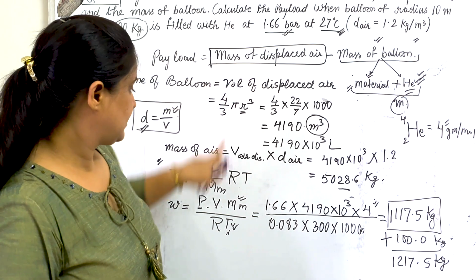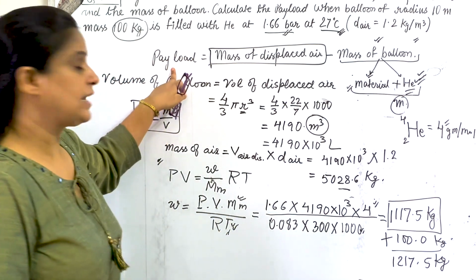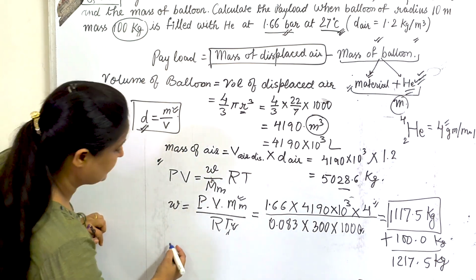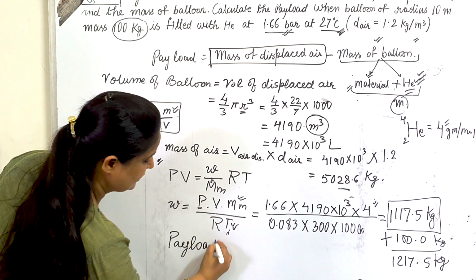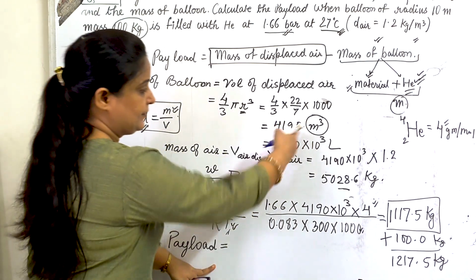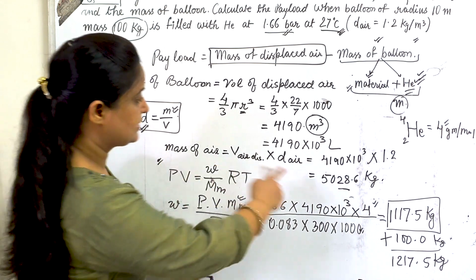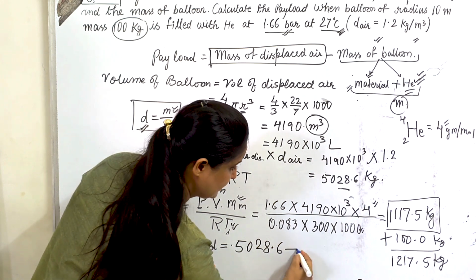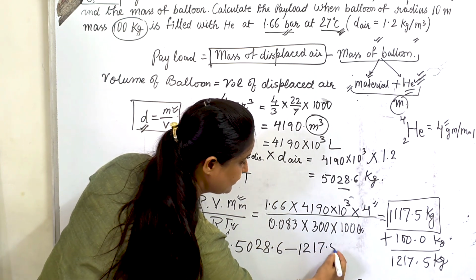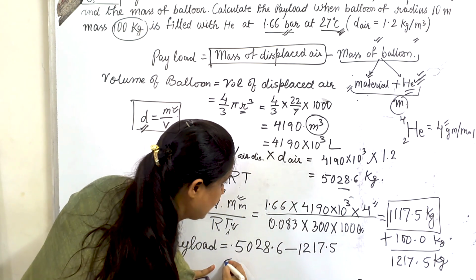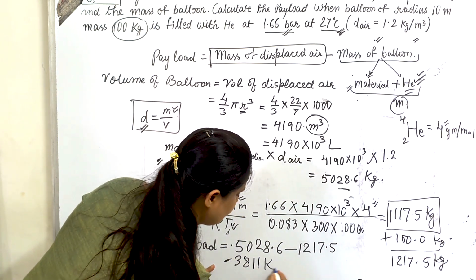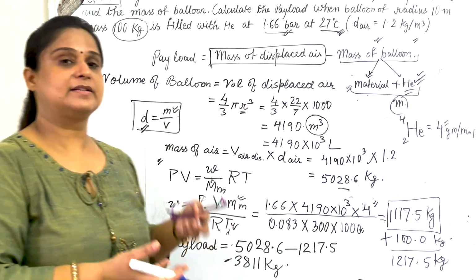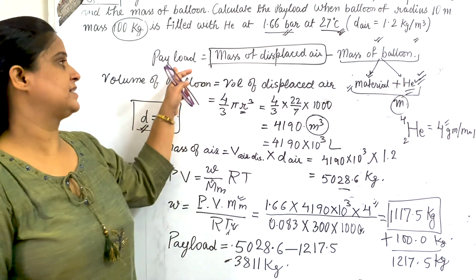The mass of the displaced air we have already calculated. Now we can calculate the payload using the formula which we described earlier. So I am doing it here. Payload can be calculated as the mass of the displaced air, 5028.6, minus 1217.5 kg, and the answer will come out as 3811 kilogram. This is the mass that the balloon can carry with it. It is the lifting capacity of the balloon.